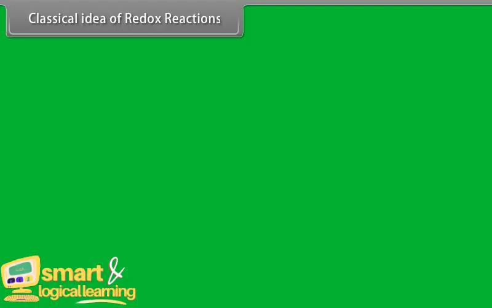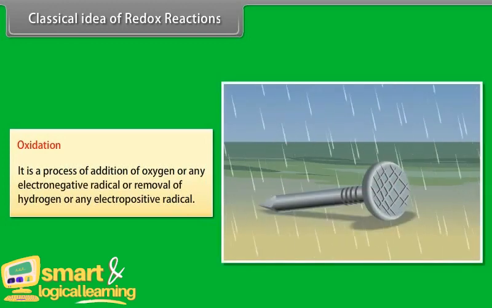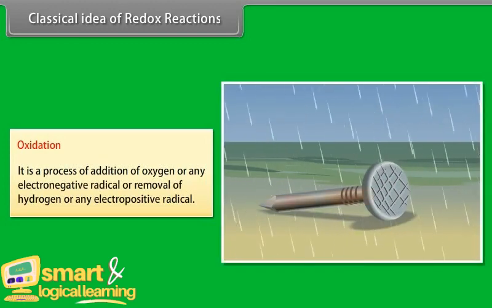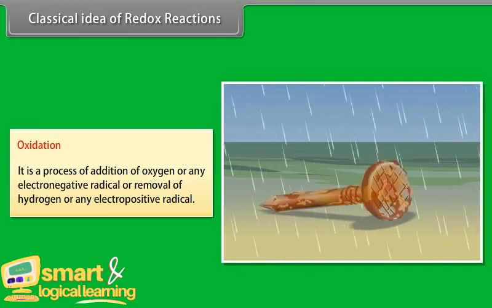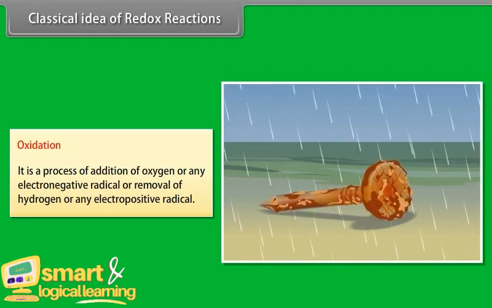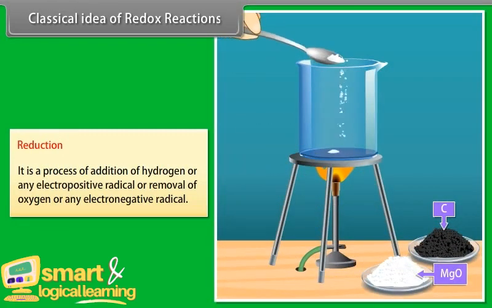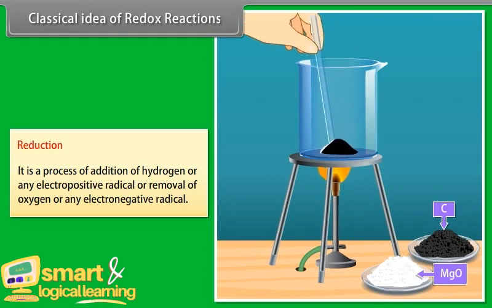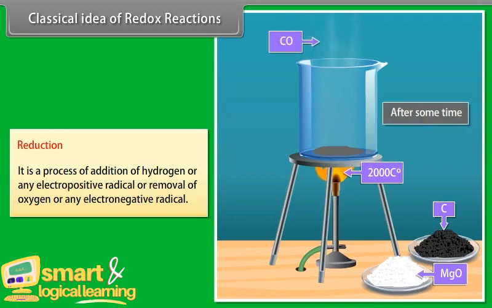Classical idea of redox reactions. Oxidation. It is a process of addition of oxygen or any electronegative radical, or removal of hydrogen or any electropositive radical. Reduction. It is a process of addition of hydrogen or any electropositive radical, or removal of oxygen or any electronegative radical. Let us take some examples for a better understanding of the redox reaction.